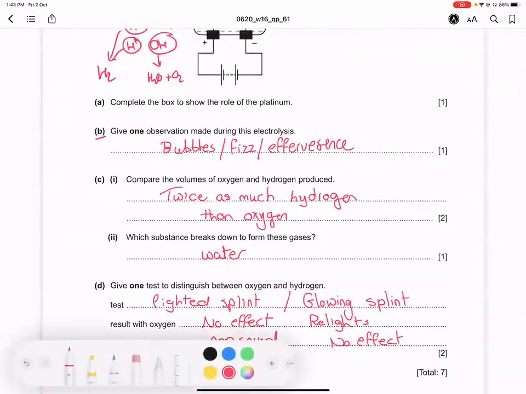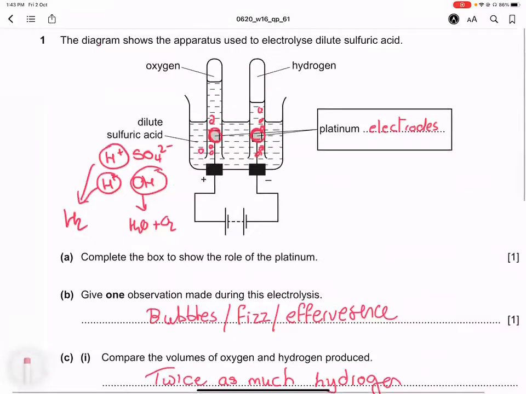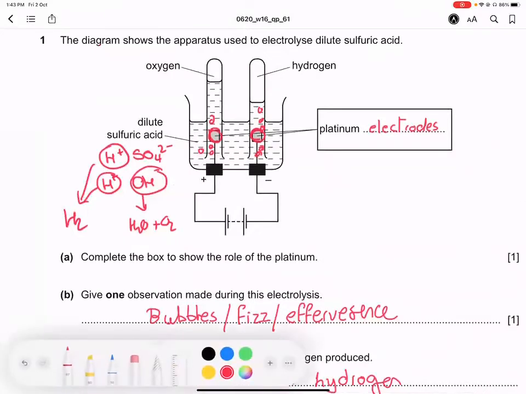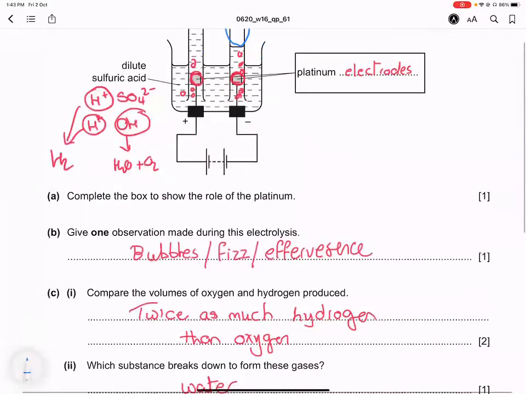C(i), it's a very important question. Compare the volumes of oxygen and hydrogen produced. Okay, when you look at the diagram, you can observe easily that hydrogen is more than oxygen. And if you said in the answer, hydrogen is more than oxygen, you take 1 mark, not 2. So why is this question worth 2 marks?